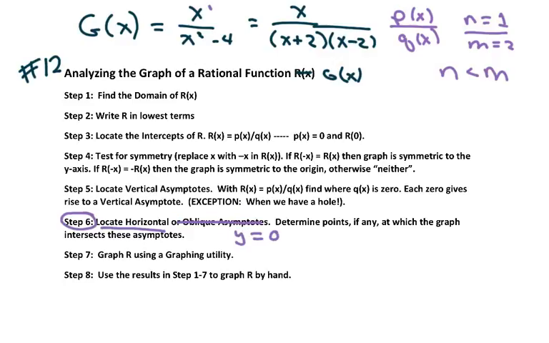Our domain, it's already in reduced terms, so we don't have to do that. There's nothing we can cross out, factors. Our domain, therefore, is going to be x such that x cannot be plus or minus 2. That also means we have a vertical asymptote at x equals plus and minus 2. We don't have a hole because it's already in reduced terms and we don't cross anything out.